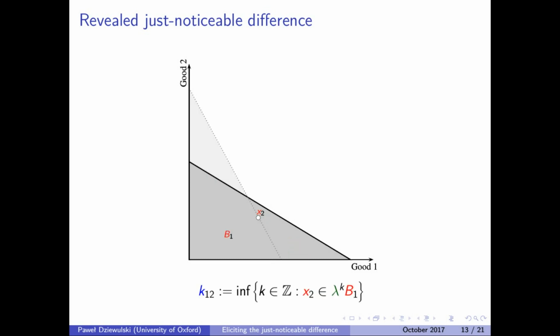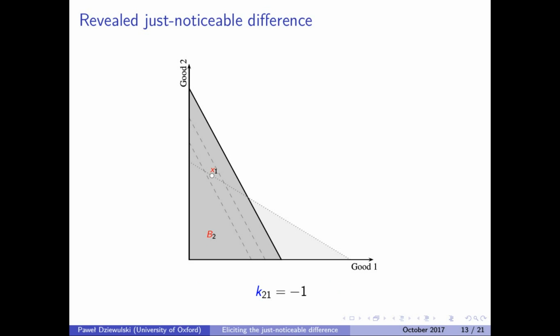To evaluate K12, we need to check how many times we can scale down the set B1 without excluding x2. Notice that if we scale down the set by lambda once, we already exclude x2 from the set. Thus, we can scale the set at most 0 times, which means that K12 is equal to 0. Next, I turn to K21. How many times can we scale B2 by lambda without excluding x1? We can scale it once, but 2 is 1 too many. Therefore, K21 is equal to -1.